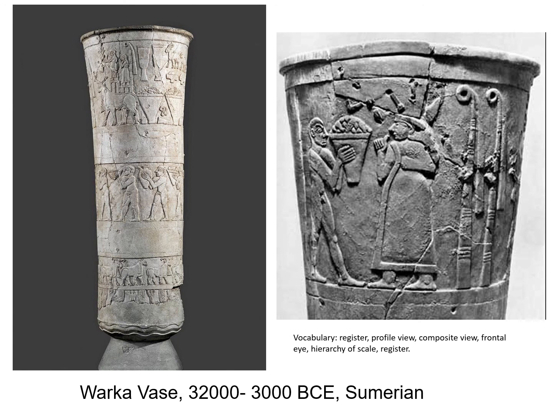We also see, especially if you look to the right in this section that I've blown up for you of the Warka vase, the typical representation of an ancient Near Eastern person. You see what we call the frontal eye, the eye that looks as if it's coming out of the side of the head. You see what we call twisted perspective or composite view of the figure.